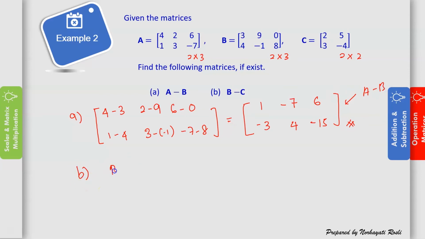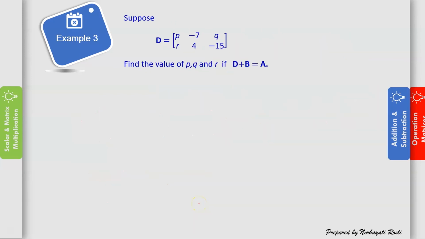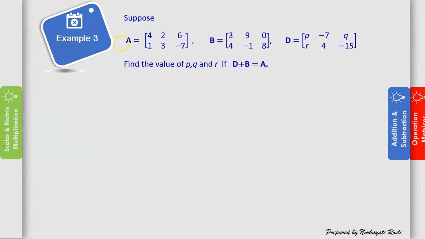But for B, B minus C, B is 2 times 3, but C is 2 times 2. So the dimension is not equal, which means that we cannot solve for this B. And then we go to this example. Now we go to this example 3.